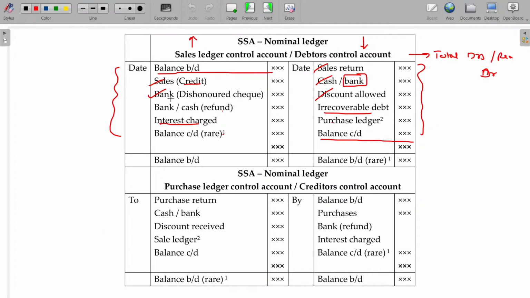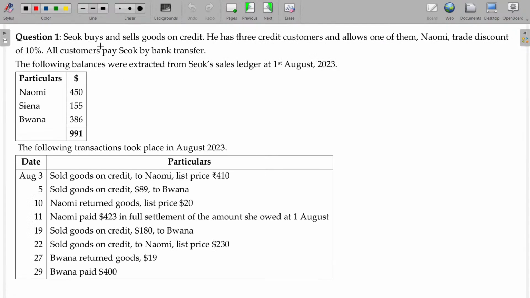Clear? For your better understanding, I will finish up the sales related first and then explain the purchase related and solve the illustration for the purchase separately later. Let's see. Siok buys and sells goods on credit. He has credit customers, and allows one of them, Naomi, a trade discount of 10%. So for Naomi, there is a trade discount. All customers pay Siok by bank transfer. The payment is only routed through the bank. The following balances were extracted. This is about the opening balances, balances on 1st August 2023. The following transactions took place.